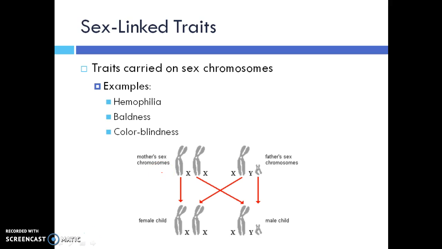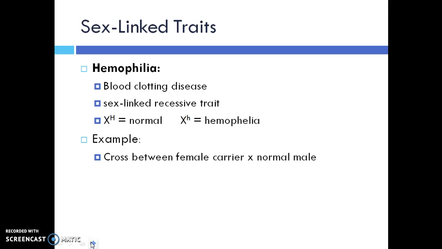So now let's talk about sex-linked traits. These would be traits that are carried on our sex chromosomes. For example, the disease hemophilia, which is a blood disorder, is carried on the Y chromosome. Baldness is carried on the Y chromosome, and colorblindness is also carried on the Y chromosome. So let's take a look at how one of these particular traits, hemophilia, which is a blood clotting disease, is transferred from parents to offspring. So remember, it's carried on our X chromosomes, and so a normal X chromosome would be X big H here.